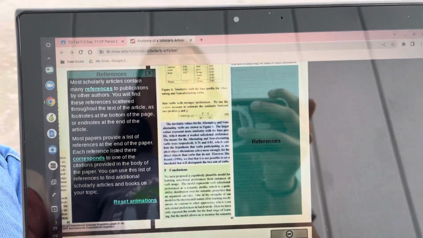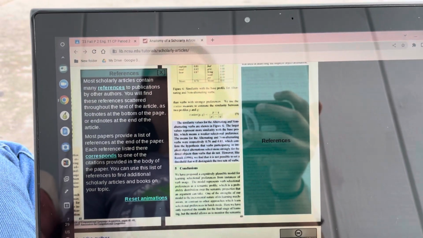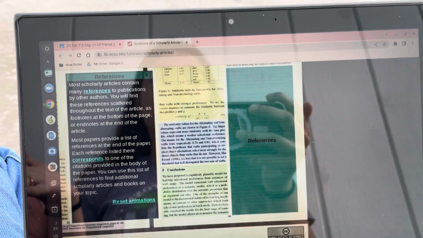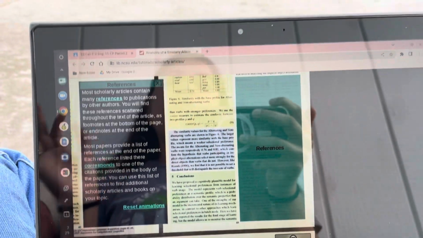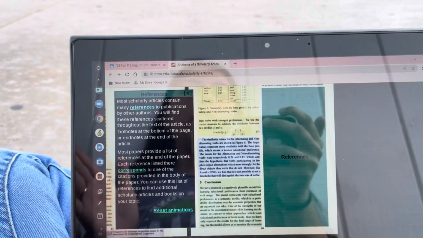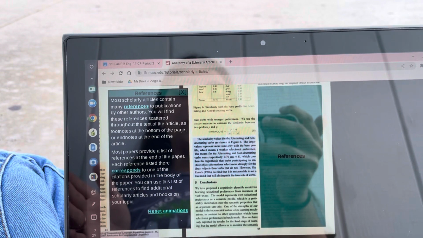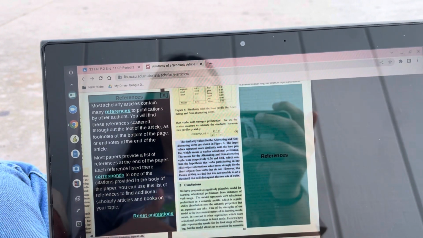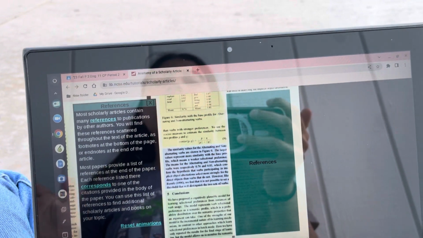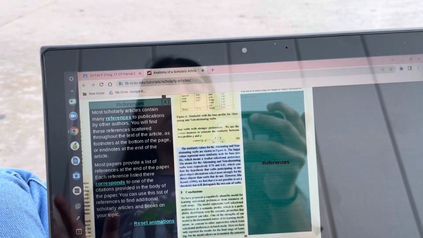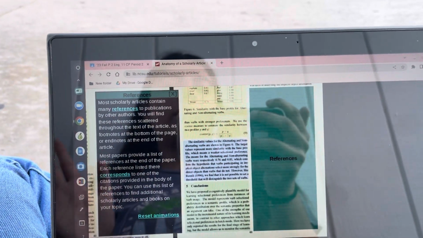Next would be the references. Most scholarly articles contain many references to publications by other authors. You will find these references scattered throughout the text of the article as footnotes at the bottom of the page or endnotes at the end of the article. Most papers provide a list of references at the end of the paper. Each reference listed there corresponds to one of the citations provided in the body of the paper. You can use this list of references to find additional scholarly articles and books on your topic.